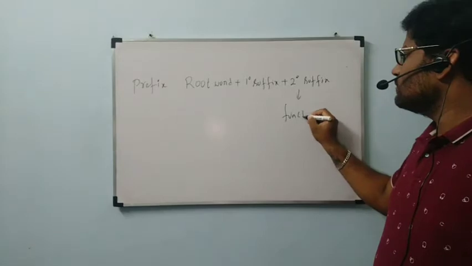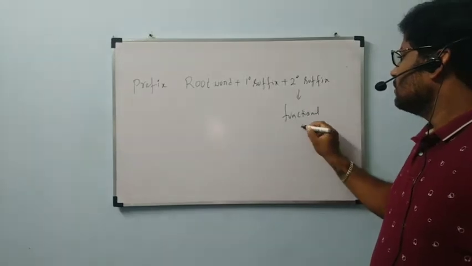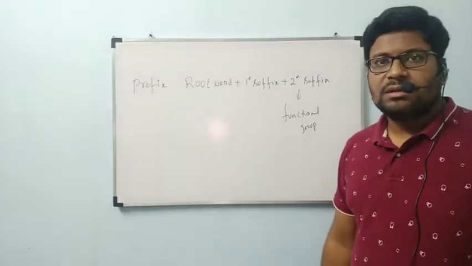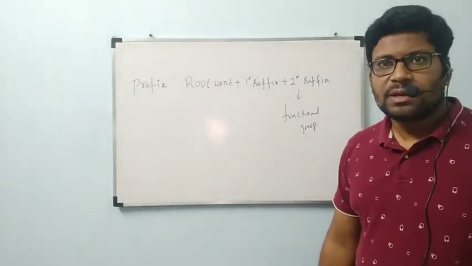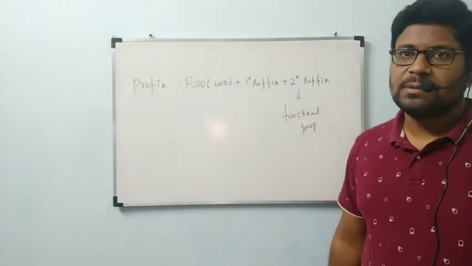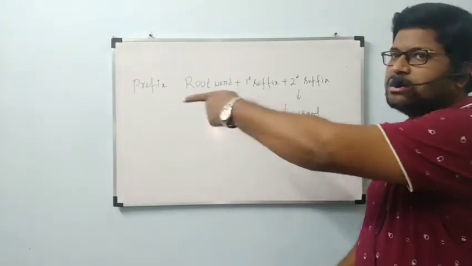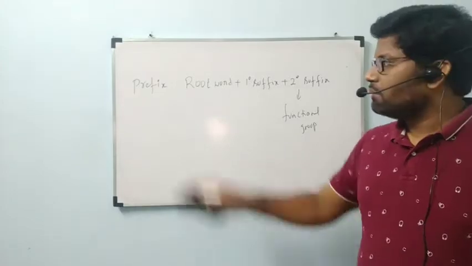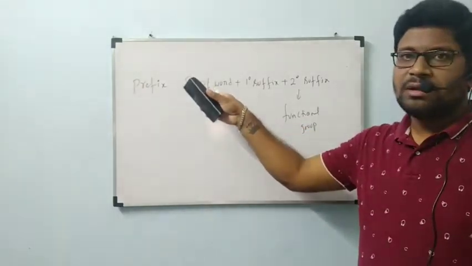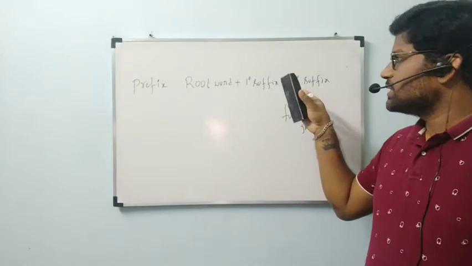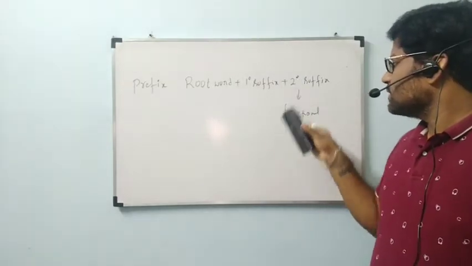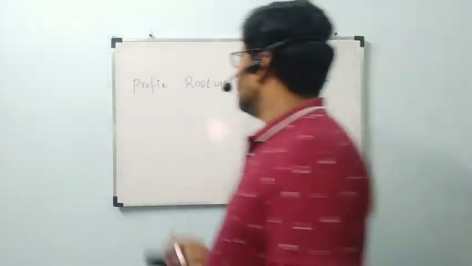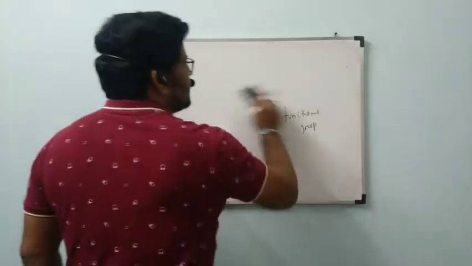That's why we first have to see the tabular column and get clarity. After that we will start examples. Before that, this is the general representation of an organic compound's full name: prefix, then root word, plus primary suffix, plus secondary suffix. The secondary suffix is represented as the functional group. Now let us see how we are going to write the tabular column.